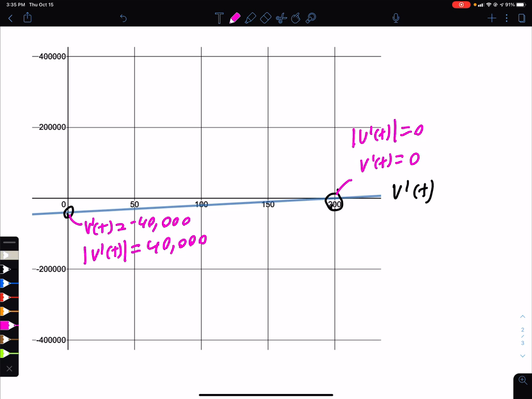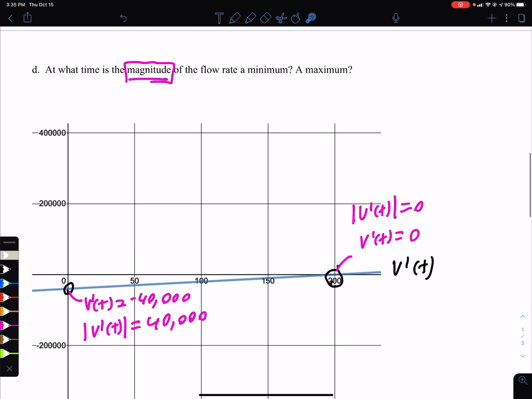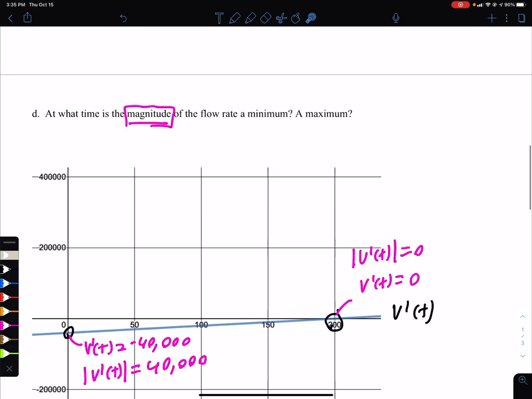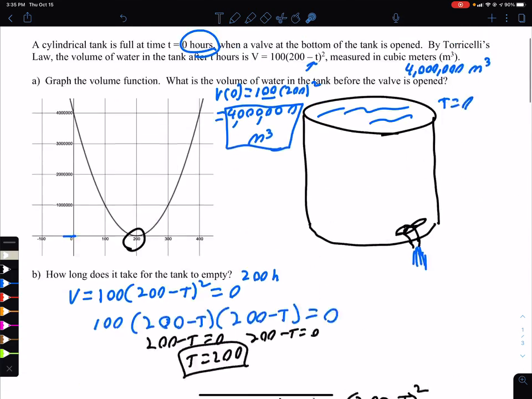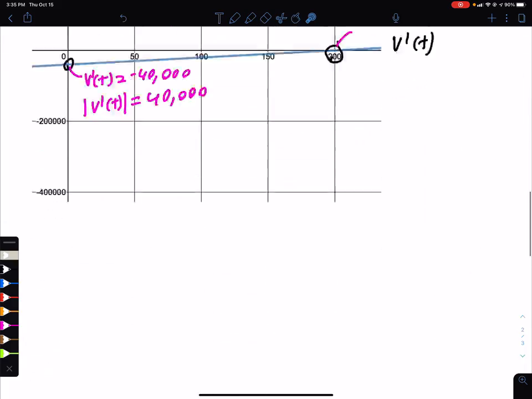So let's read the question. It wants to know when the rate is a minimum and when it's a maximum. Well, it's a minimum at 200 hours, and the minimum value is 0. And it's a maximum at 0 hours, and the rate is 40,000 cubic meters per hour. That's the units there. I forgot to do units. I apologize. But that's the end of this question.